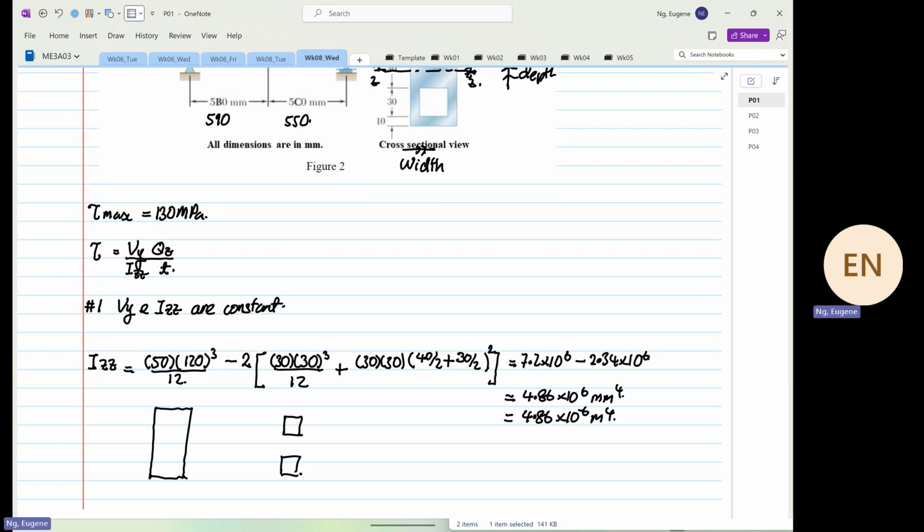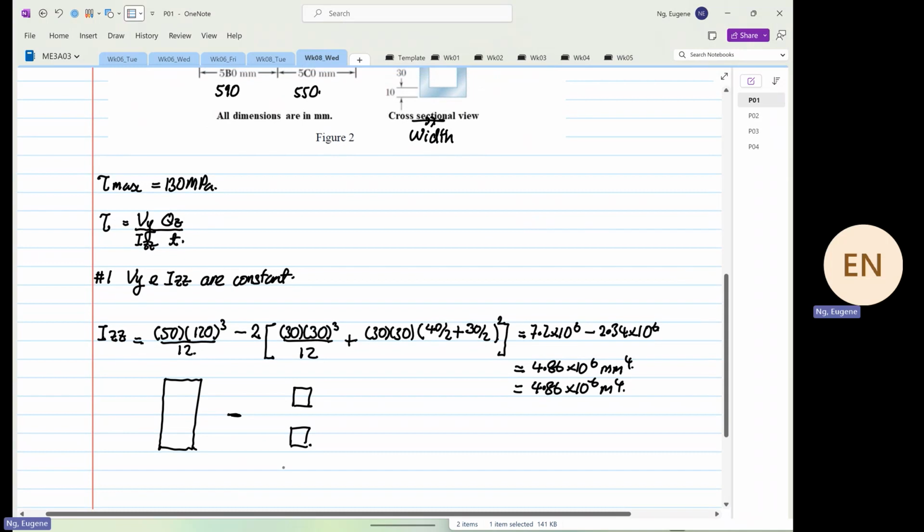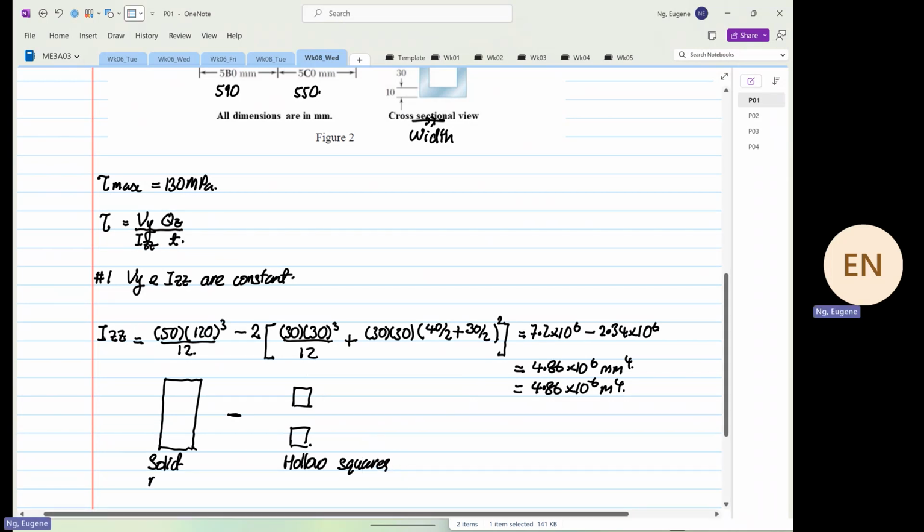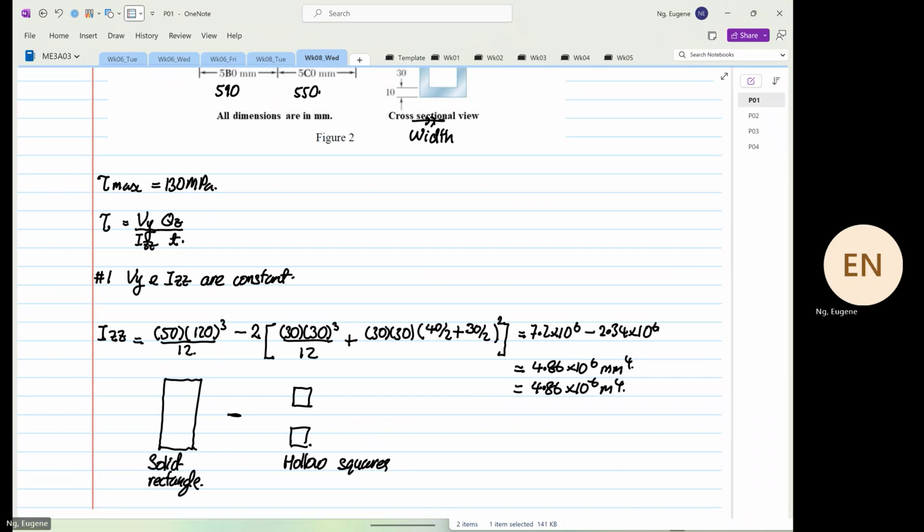So the second moment of area, we got it by taking the whole thing and then minus off. So these are the hollow squares. This is the solid rectangle.